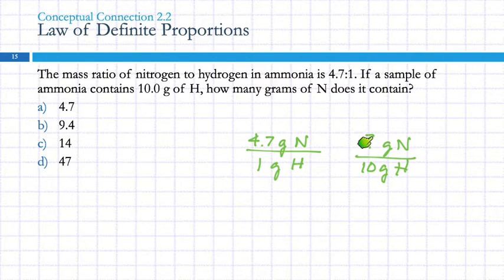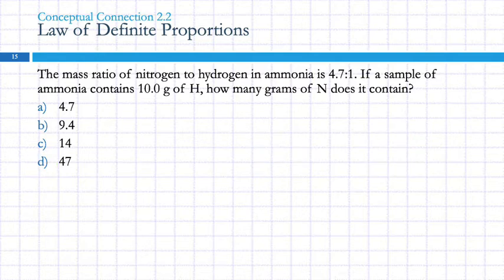In order for this to be the same proportion, the 1 was multiplied by 10 to get this, so we take this and multiply by 10 to get that. So 47. Any questions? These are not problems that we really dwell on, but they illustrate important concepts.